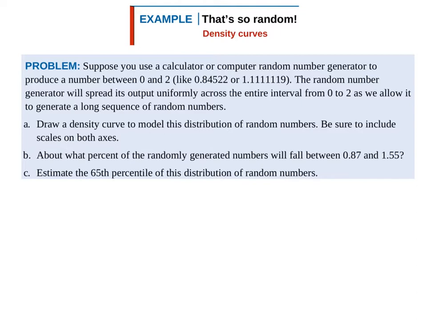Let's do 3 things. Let's draw a density curve to model that distribution of random numbers. Then, about what percent of those randomly generated numbers will fall between 0.87 and 1.55? And then let's estimate the 65th percentile of this distribution of random numbers.